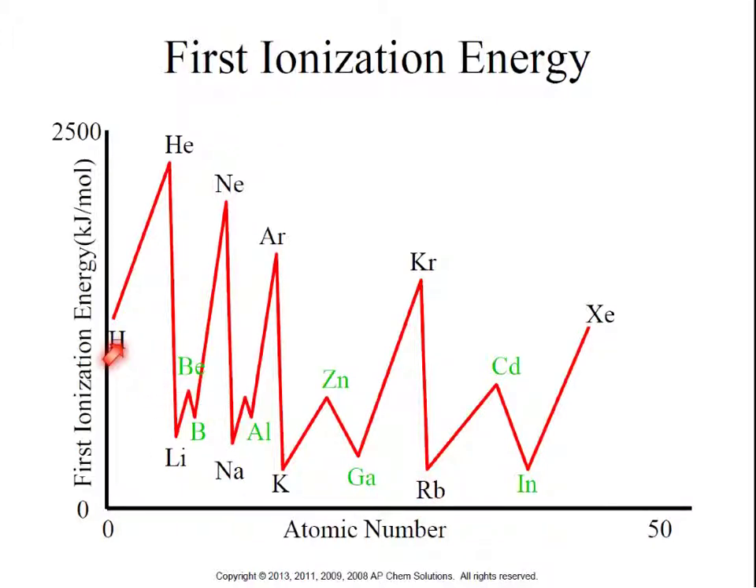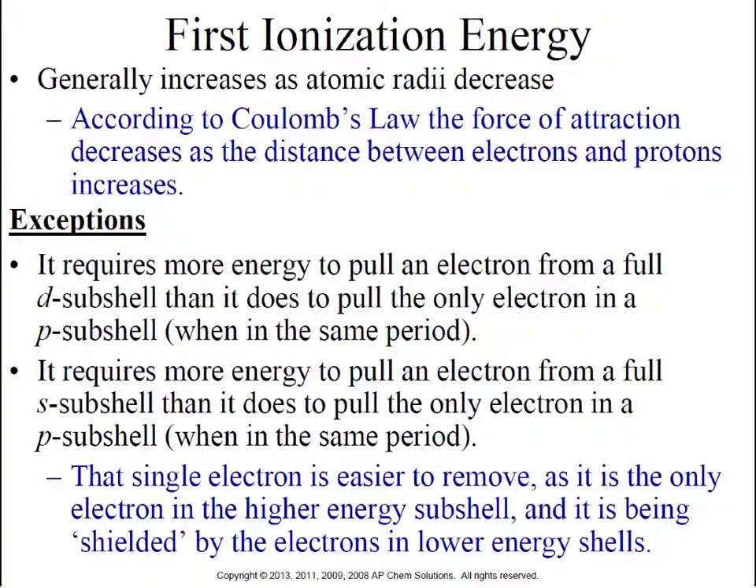And that's because hydrogen, its outer row electron is going to be closer to the nucleus, so Coulomb's law, they're going to have a higher force. Potassium, they're going to be farther away from the nucleus, Coulomb's law, lower force. Okay, so a couple of reasons why there's blips. It does require more energy to pull an electron from a full D subshell than it does to pull only electron in a P subshell.